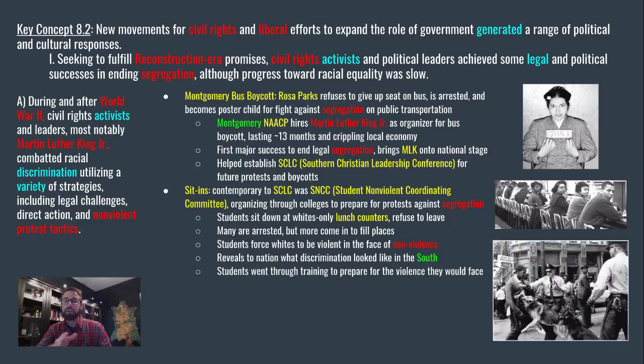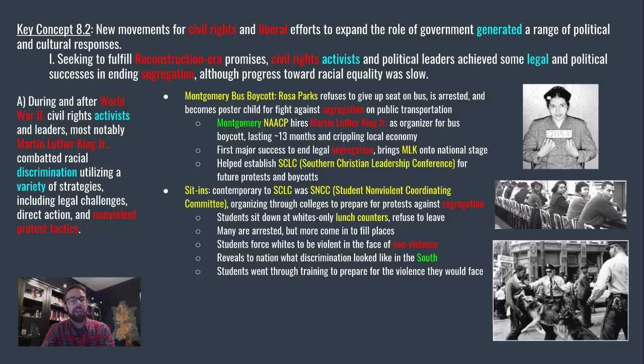Okay? Something to know, these students went through training, like I mentioned with Rosa Parks before, to prepare for this violence they would face. You'll see this in the movie that we're going to watch in class, and that'll be helpful. All right, so at this point, we've got SCLC, we've got SNCC, two major organizations that are having successes using nonviolent protest tactics. SNCC is the younger group, SCLC is the older group. Eventually, they decide to team up to tackle a city-by-city way of desegregating the South.